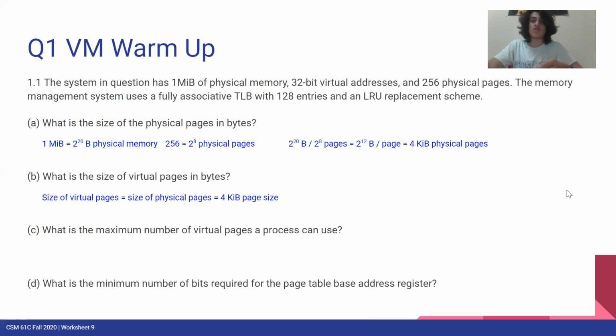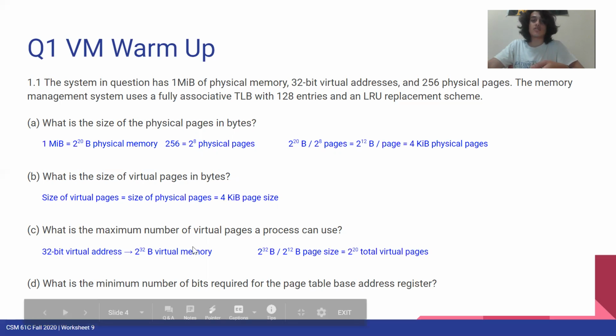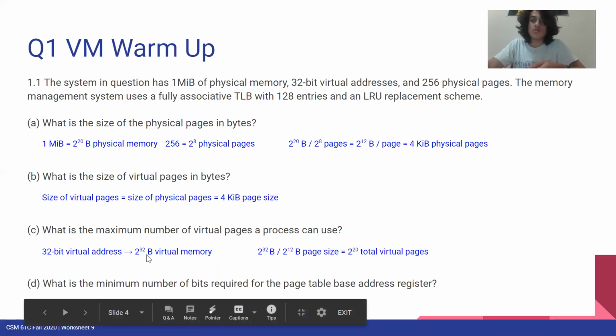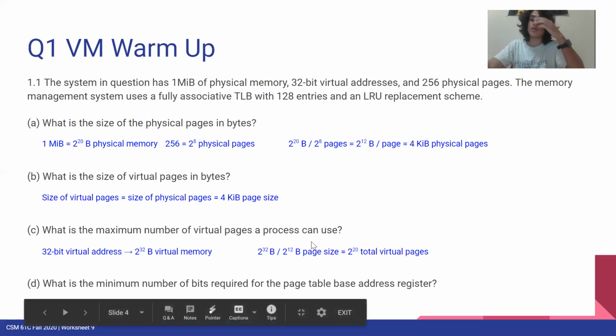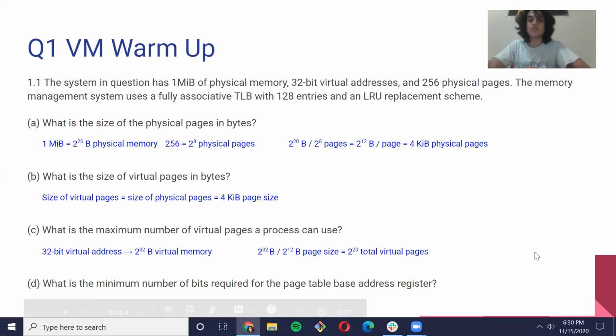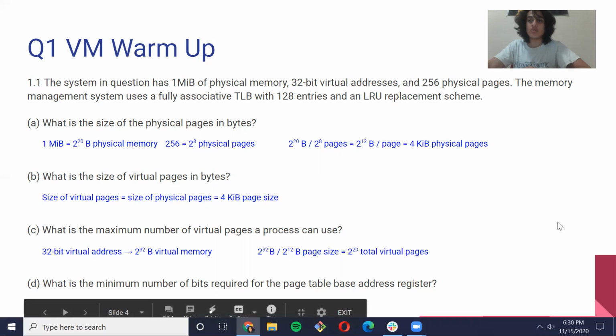And in terms of the maximum number of virtual pages, we have a 32-bit virtual address, which means 2 to the 32 bytes of virtual memory, right? Using that and the page size that we calculated, we know that we have 2 to the 20 total virtual pages. And then the minimum number of bits required for the page table base address register.